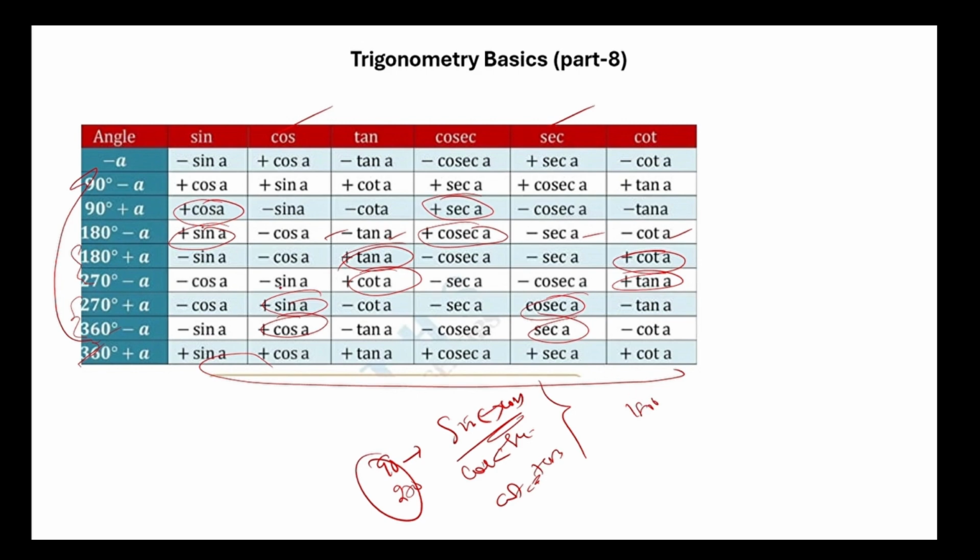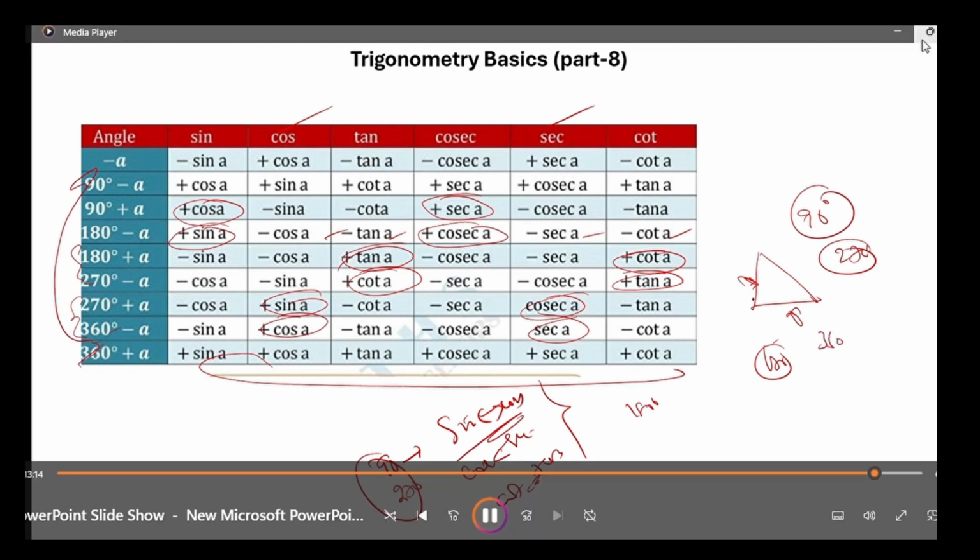This is how we can find the values from 0 to 360 degrees. We know how to replace 90 plus theta or 180 minus theta simply in terms of sine theta or cos theta for a given right angle triangle. Once you know the two sides, you can find whatever values we need.